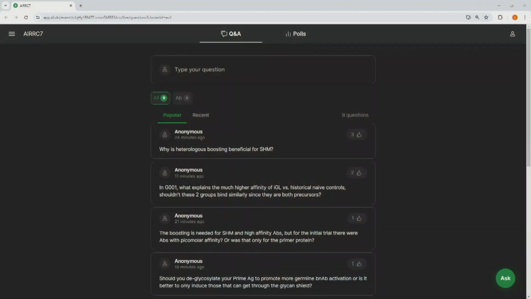So I'll start with the general one. So why is heterologous, I can't say that word ever, boosting beneficial for SHM?